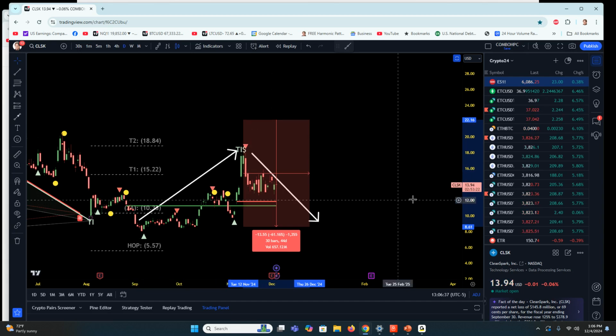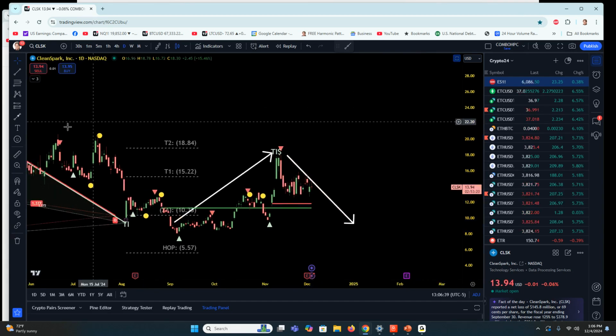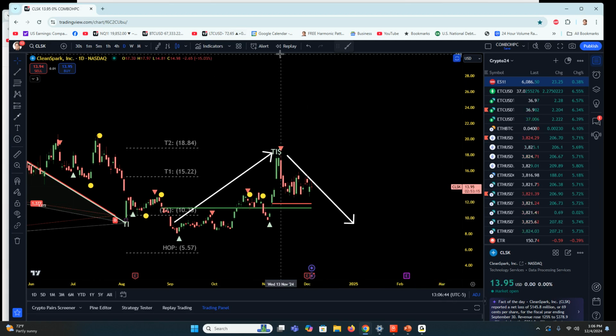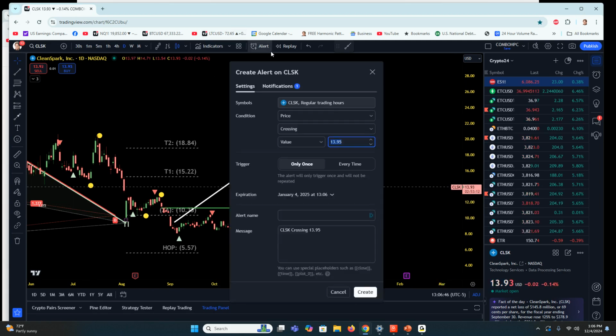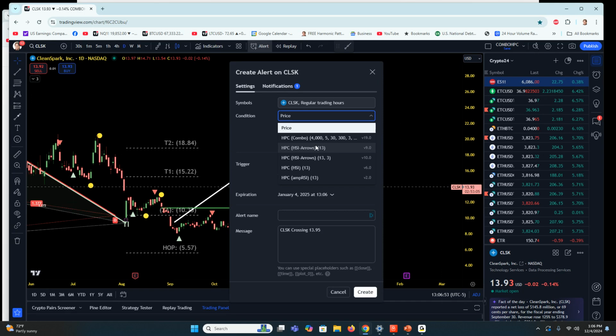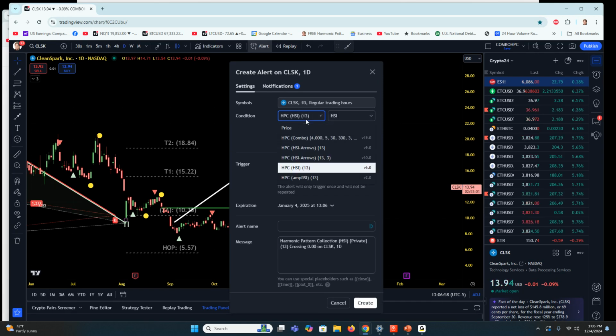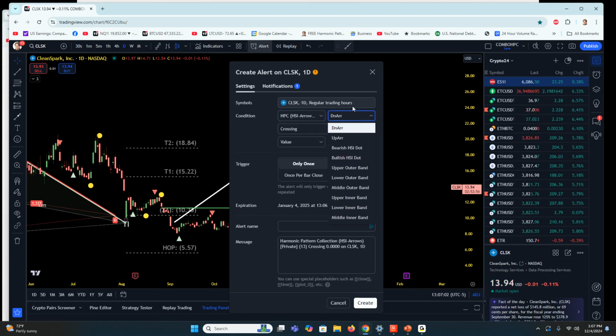So just line it up, set an alert, set a price alert, if you will. Or even better, one thing that I like to do is set the alerts for the dots. And that's really easy to do. Click on the alert button up here. And what we want is HSI arrows, and what we want are the dots. So we want bullish, and we want the bullish dot to complete.